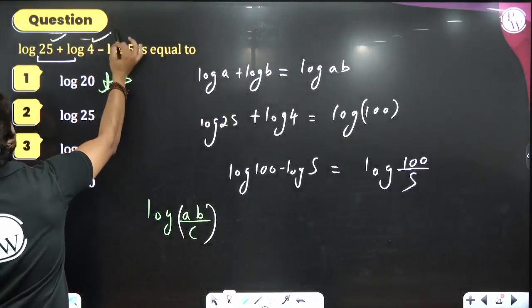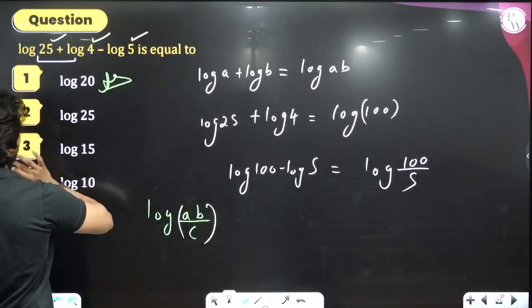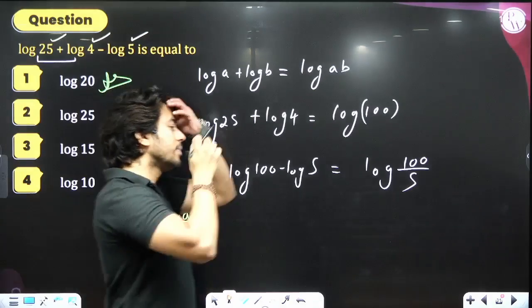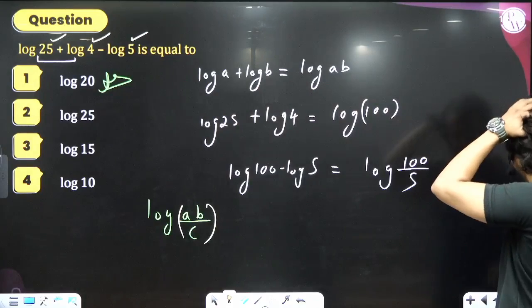A plus B minus C. AB divided by C. This is the answer. Okay. This is the answer. I hope that the point is very clear.